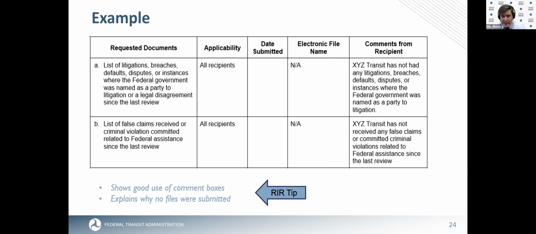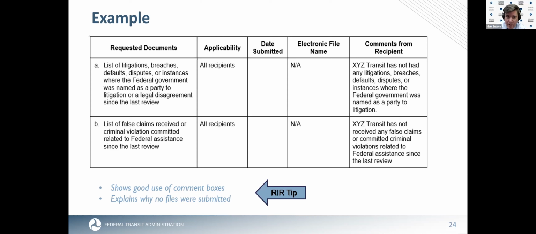And so here's just an example, going back to our legal section, of a well filled out comment box. So we've got that request A for the list of litigations, et cetera. Here, XYZ Transit has done a fantastic job of stating in the electronic file name NA because they haven't uploaded anything. And in the comments, they say XYZ Transit has not had any litigations, breaches, et cetera. And so as a result, the reviewer knows this isn't something they just skipped over or missed, or there wasn't an oversight. I actually know that this is the case.